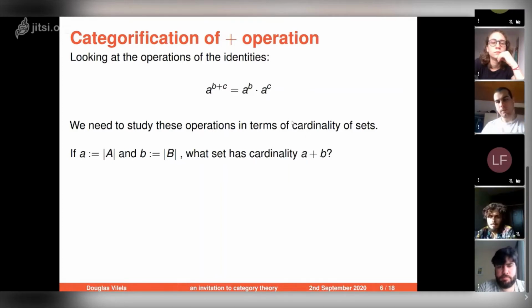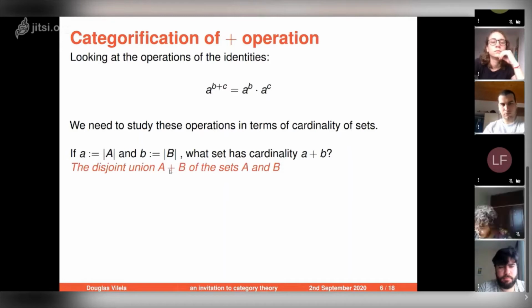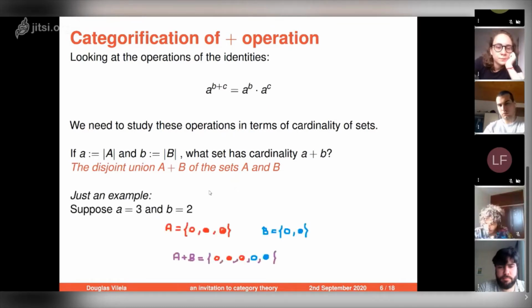It's a simple result from set theory that the disjoint union of the sets A and B has this cardinality. And just as an illustration, if we have a set A with three elements and a set B with two elements, the disjoint union will have a cardinality of 5. It's just a simple example.